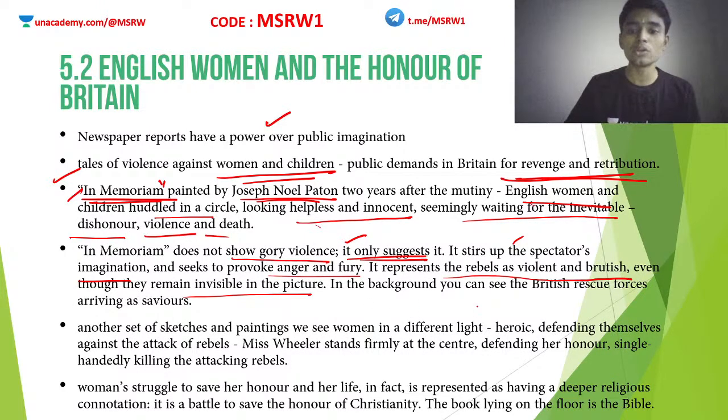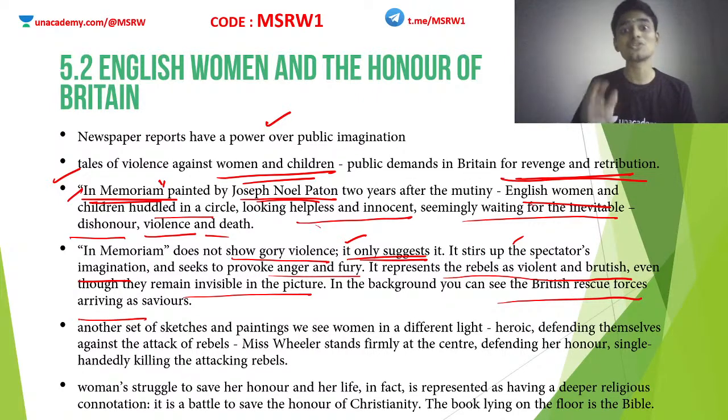In the background, you can see the British forces coming to the rescue also. That is also shown. So by painting this condition of the women, Joseph Noel Paton has achieved multiple goals. One is to provoke the imagination of the spectator. Second, indirectly saying that the Indian people are barbaric and uncivilized. Third, British officers are coming to rescue, so the British are painted as saving angels. All these were achieved through this particular painting.